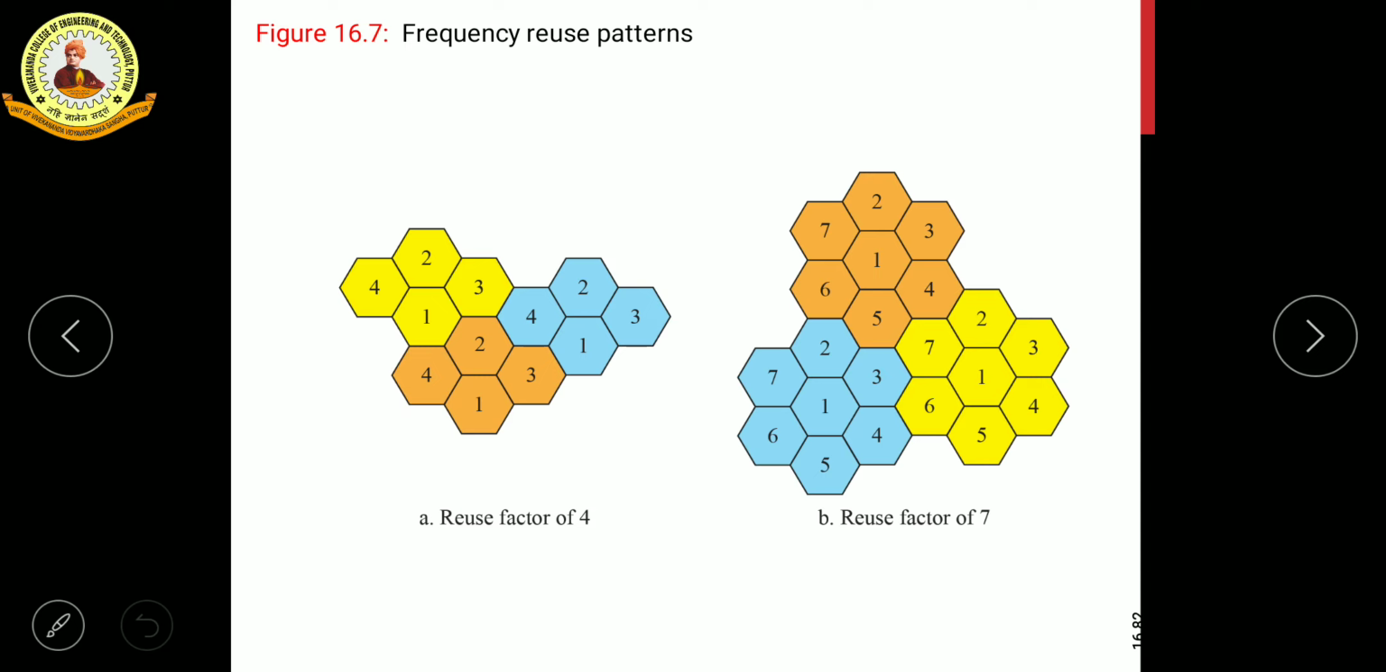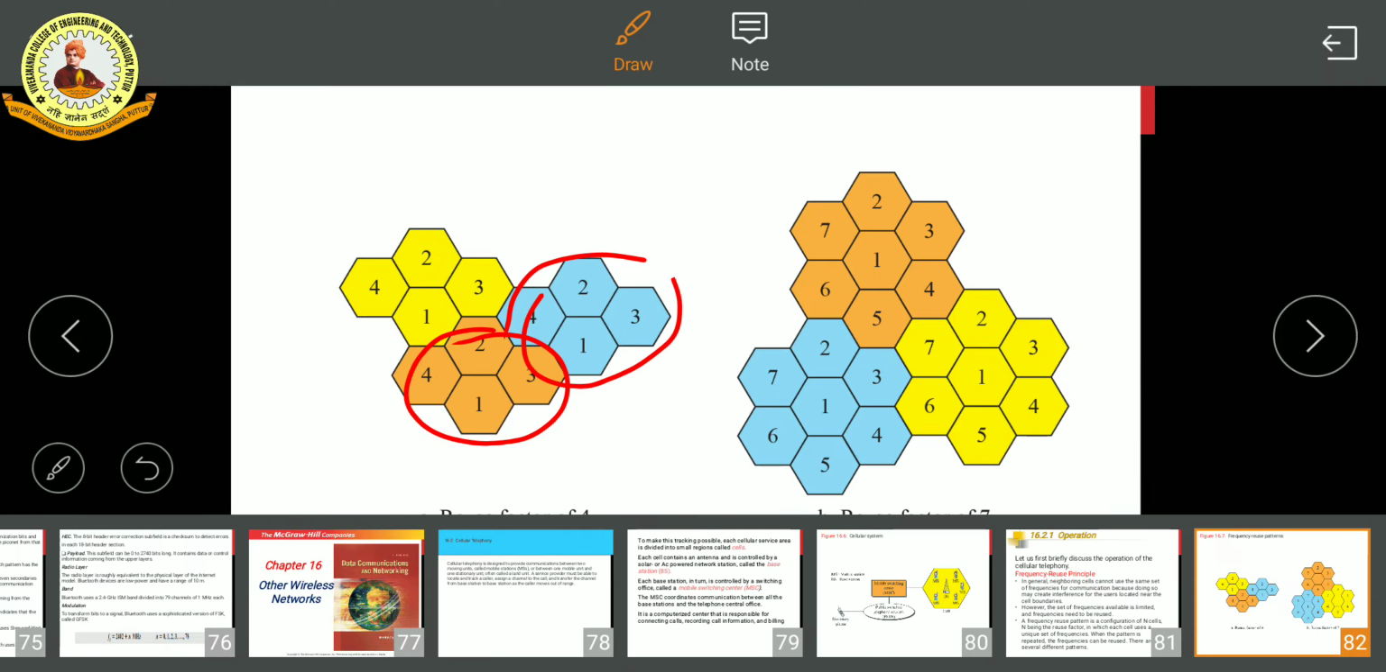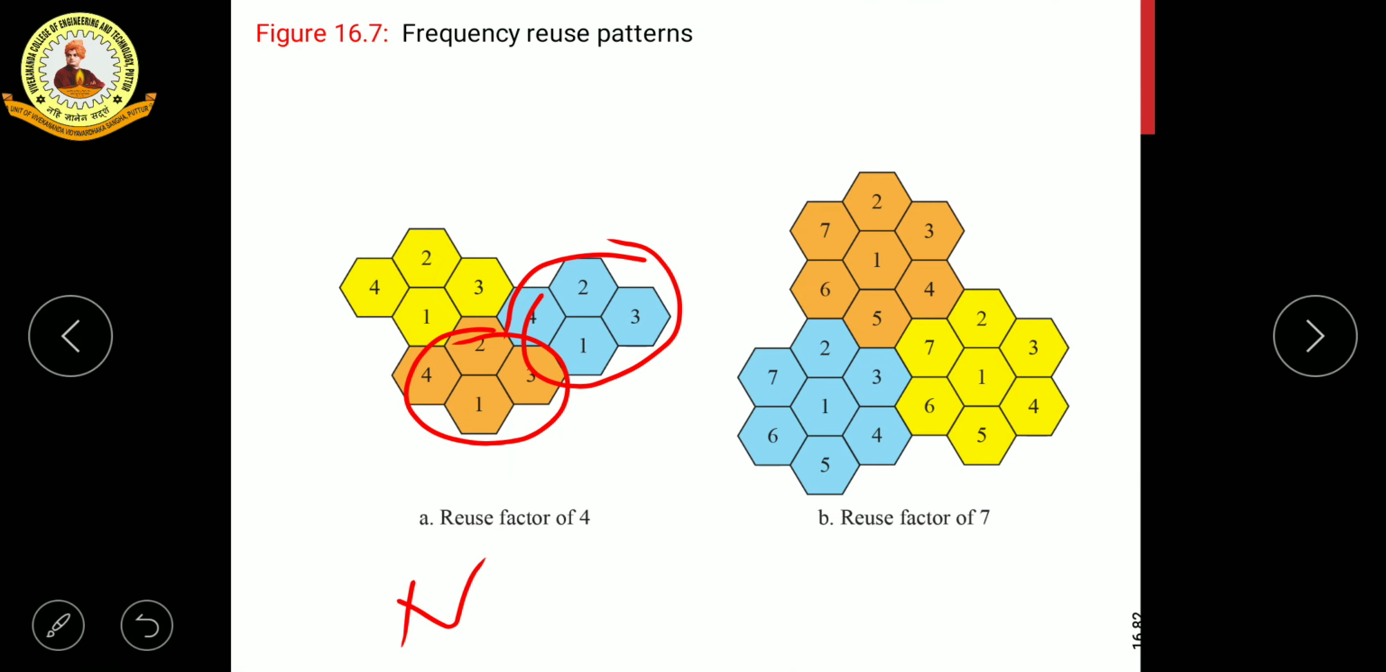A frequency reuse pattern is a configuration of N cells, where capital N is the reuse factor, in which each cell uses a unique set of frequencies. Here in 1, 2, 3, 4, each cell uses a unique set of frequencies. Similarly in the other region. So when the pattern is repeated, the frequencies can be reused.